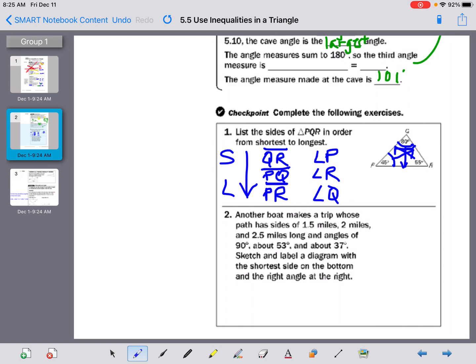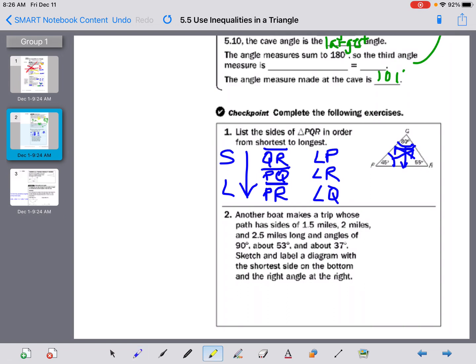All right, for number 2 here, another boat makes a trip whose path has sides of 1.5 miles, 2 miles, and 2.5 miles long, and angles of 90, about 53, and about 37. Sketch and label a diagram with the shortest side on the bottom and the right angle at the right. Okay, following directions here. We need to follow some very detailed directions to make a picture look correct.